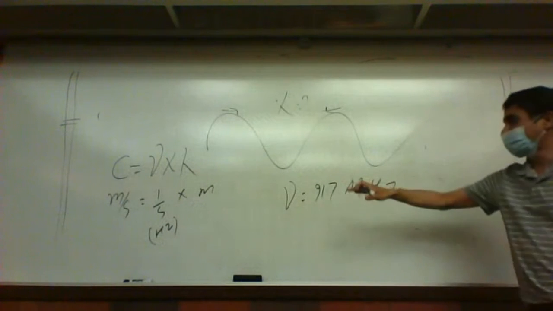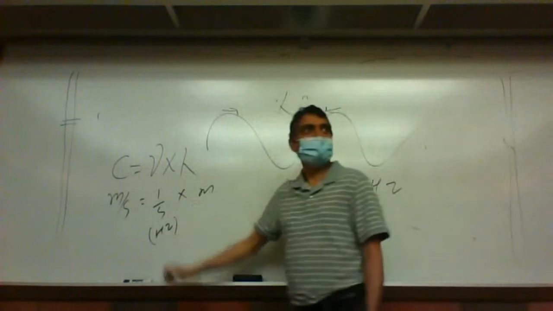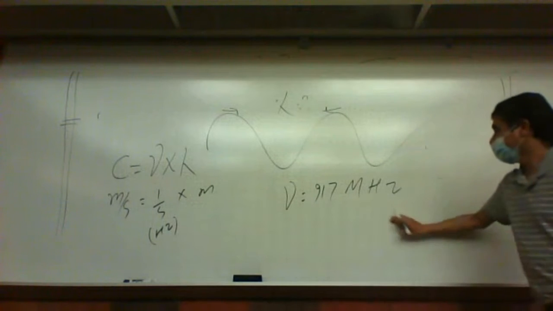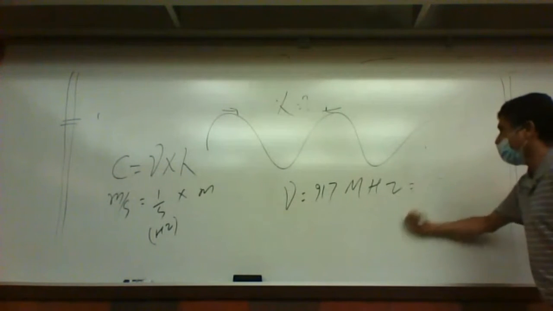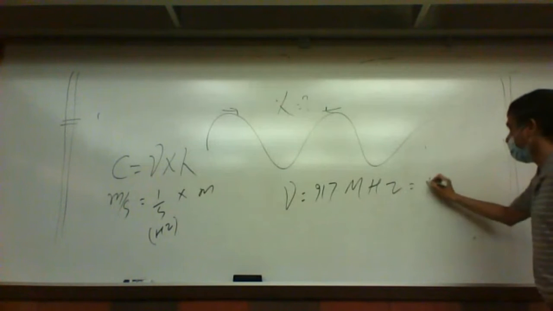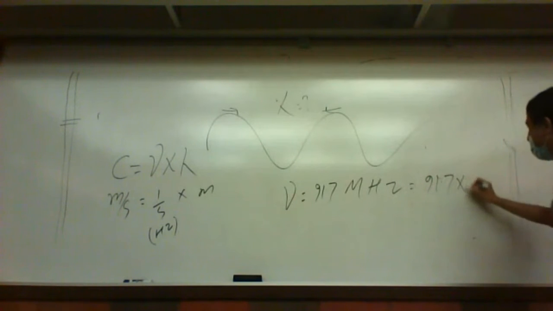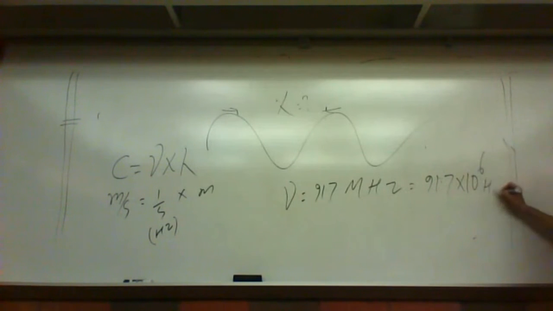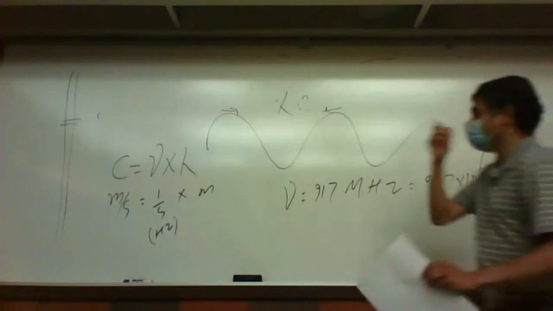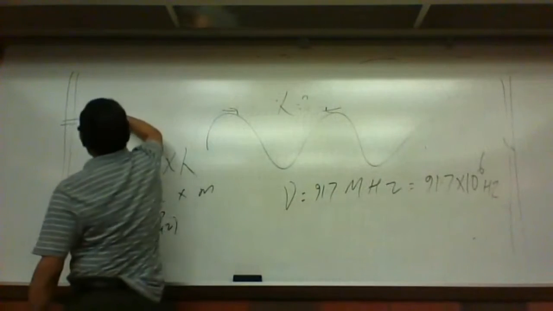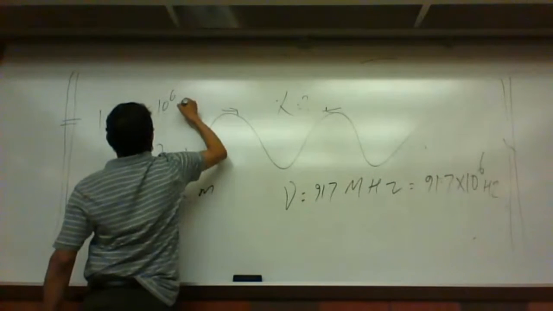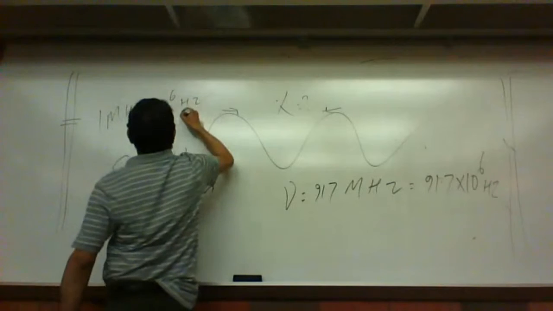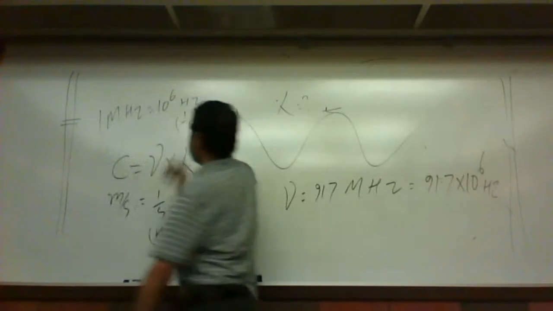Now this megahertz must be converted to hertz. This is not in the cycle per second term. So I will convert megahertz to hertz. So 91.7 multiplied by 10 to the power 6 hertz. So 1 megahertz is equal to 10 to the power 6 hertz. So the conversion factor is 1 megahertz equals 10 to the power 6 hertz. Hertz means 1 by second.